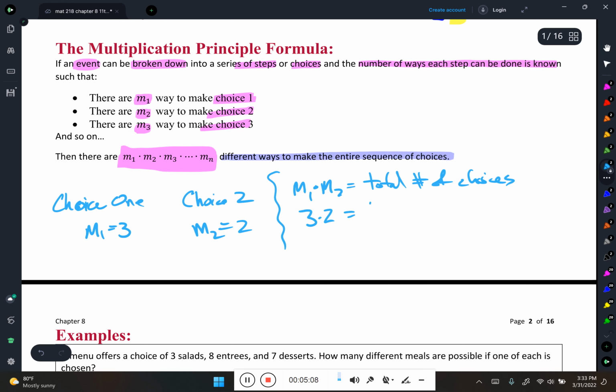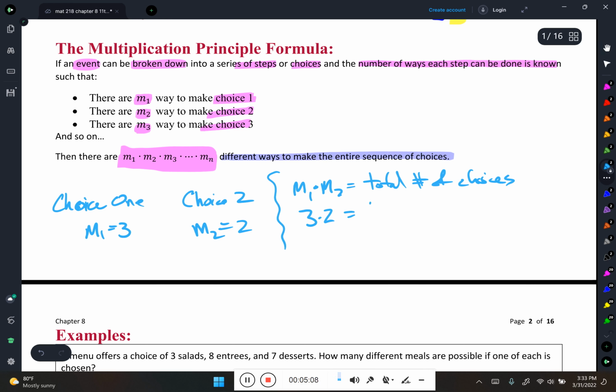So for example, here we go. Ready? A menu offers a choice of 3 salads, 8 entrees, and 7 desserts. How many different meals are possible if one of each is chosen?